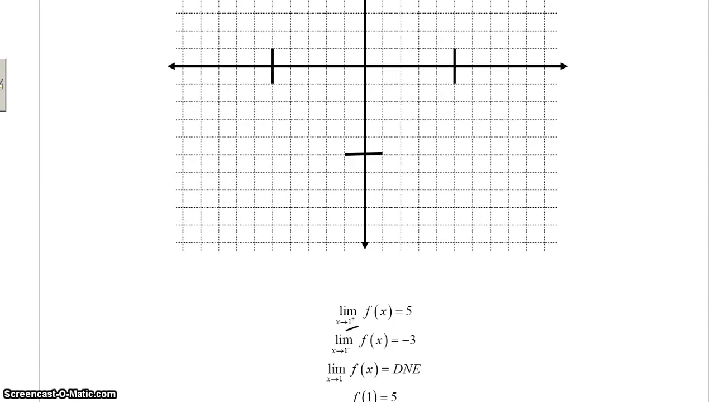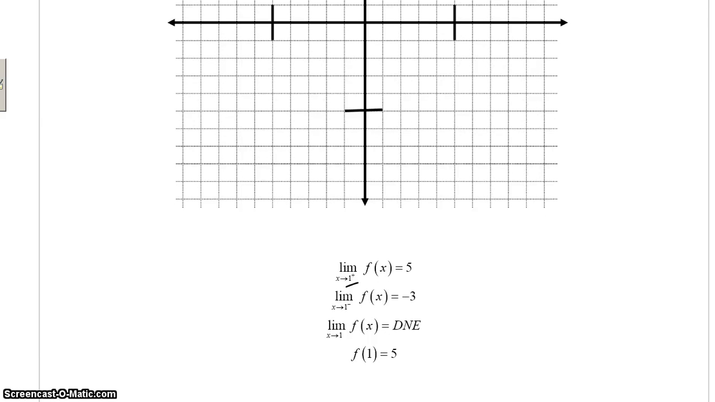So let's take a look at our next one. So we've got, again, a plain graph, and the limit as x approaches 1 from the right side, f of x approaches 5, and the limit as x approaches 1 from the left side, f of x approaches negative 3. So therefore, our limit as x approaches 1, f of x does not exist because these two are not the same. And f of 1 is equal to 5. So this tells us that it's included. So we're going to have a colored circle.